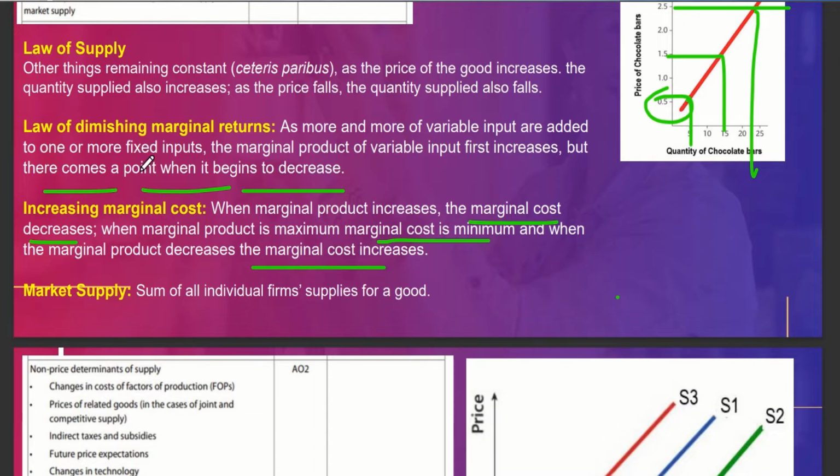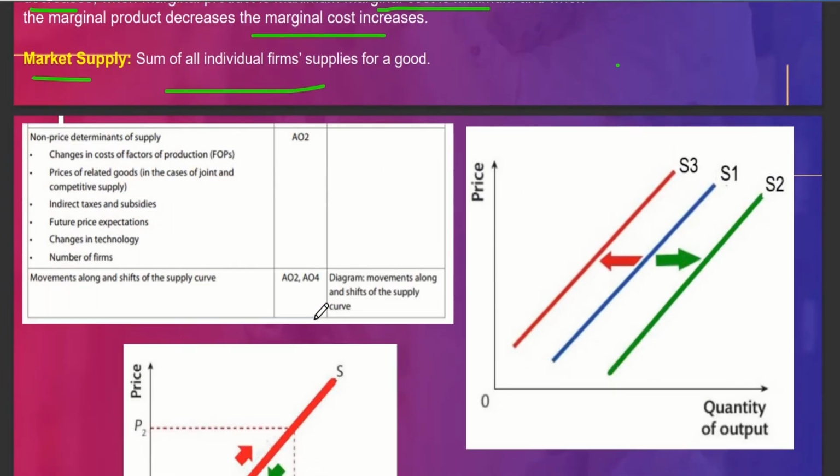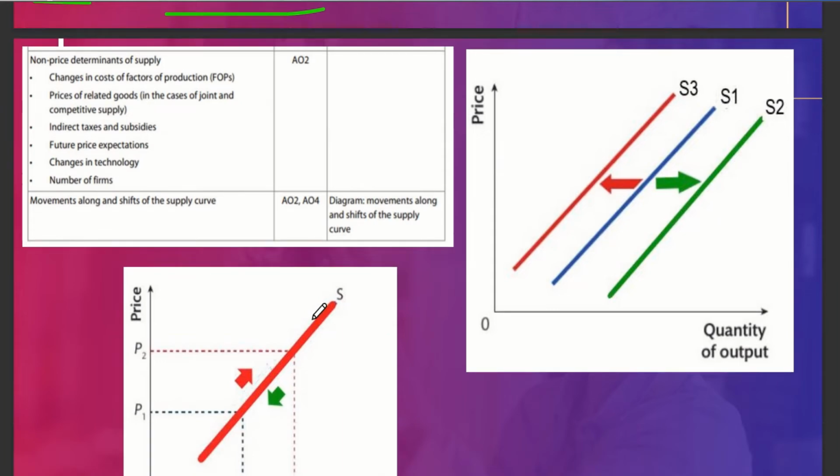These are the assumptions in the law of supply. Market supply is the sum of all individual firm supply. Similarly to demand, some factors influence supply. If the cost of production is increasing, the supply curve will move left side. Remember, decreases mean left side, increases mean right side. So the supply curve will be moving left side.